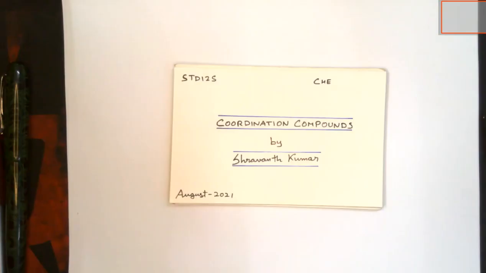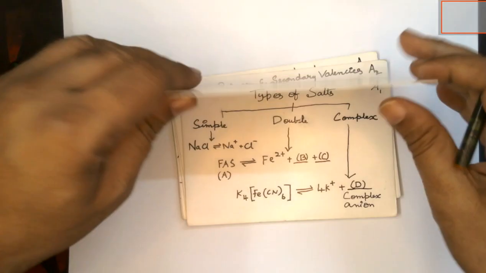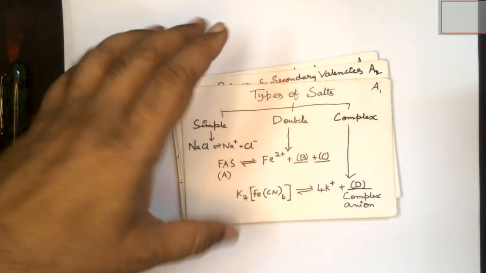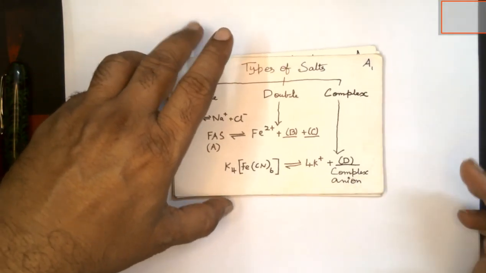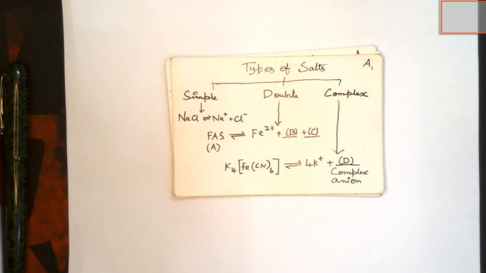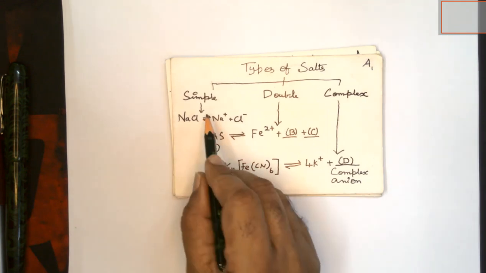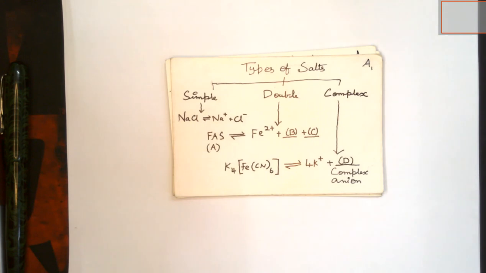Okay, is it clear now? Now let us plunge into the topic. See, coordination compound. Look at the screen. Coordination compound. Now we should discuss here about the types of salt. What are the three types of salt? Simple salt, double salt, complex salt.